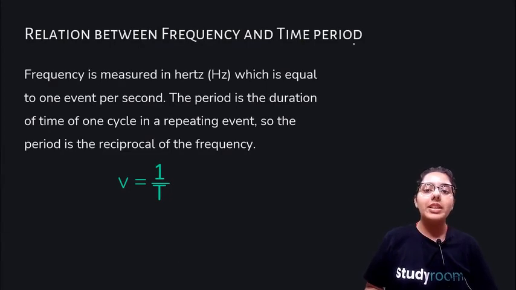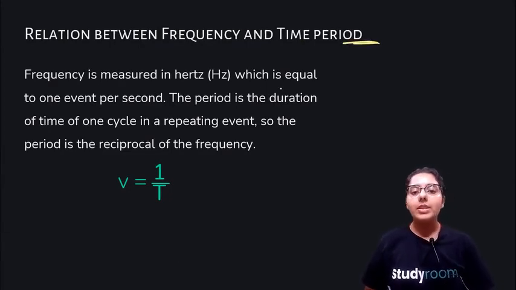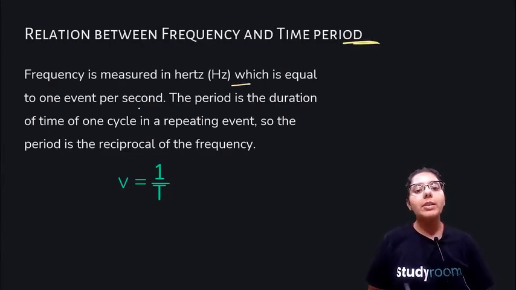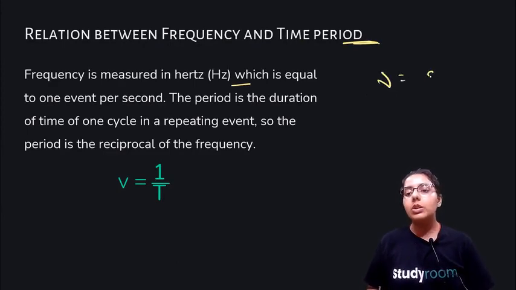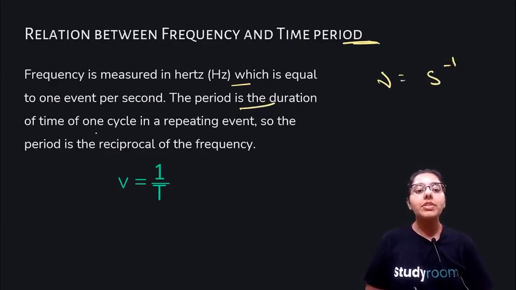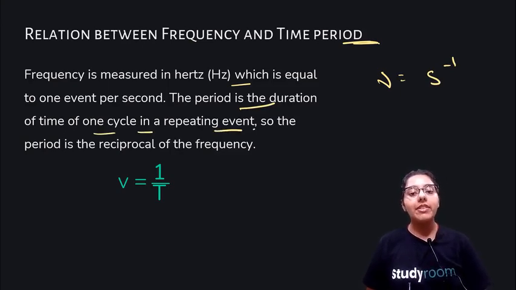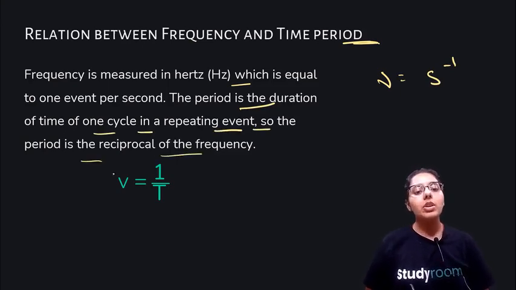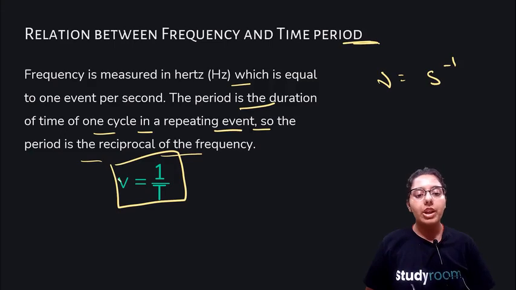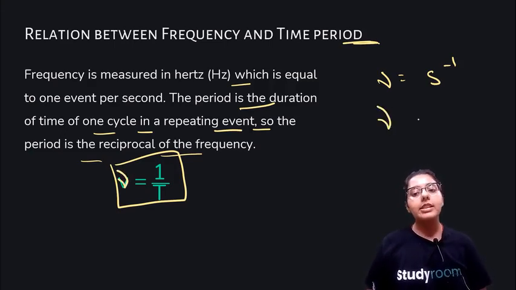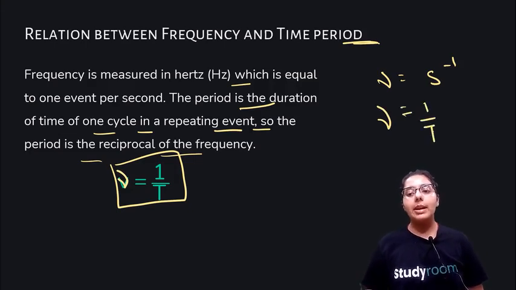Relation between frequency and time period. Frequency is measured in hertz, which is equal to 1 event per second. Frequency is equal to second power minus 1. The period is the duration of time of one cycle in a repeating event. So the period is the reciprocal of the frequency. We denote frequency not by V, but by a little curve, like this. Frequency is equal to 1 upon time period.